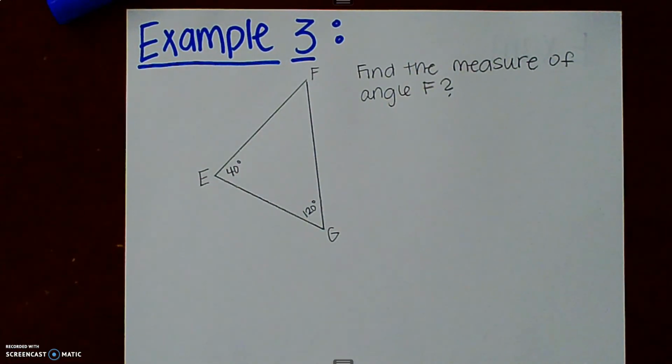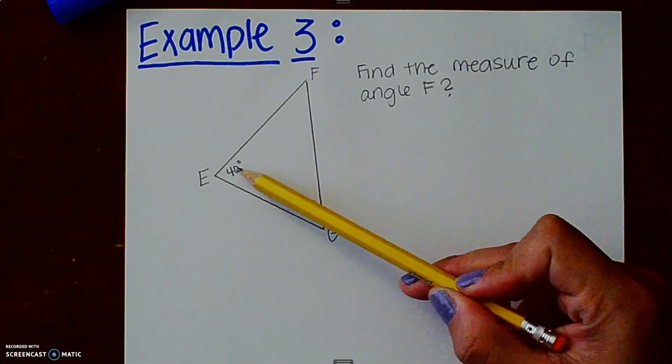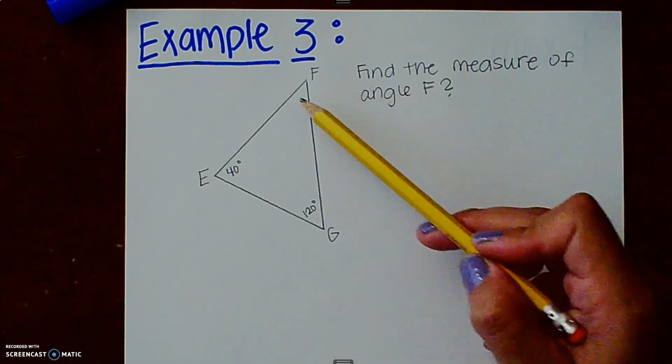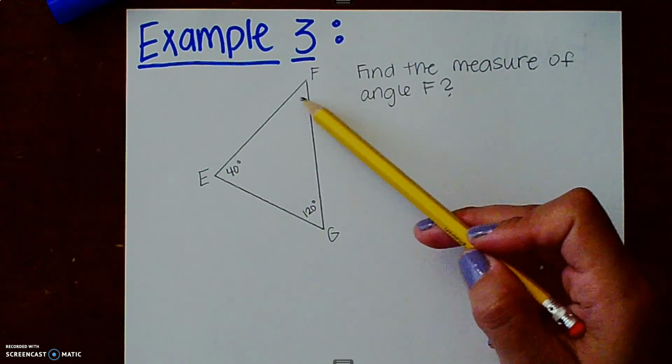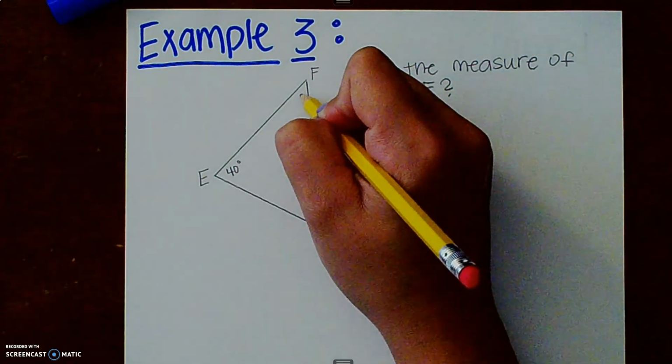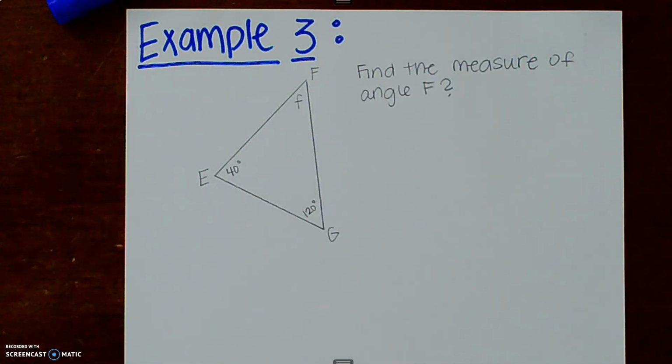All right, example number 3. Okay, they're giving us this triangle. I notice that there are 2 angles here, and the question is find the measure of angle F. And so obviously they want us to find this one here. Okay, so you can put an X here, or you can put F, again, just to keep the variable coinciding with the angle.